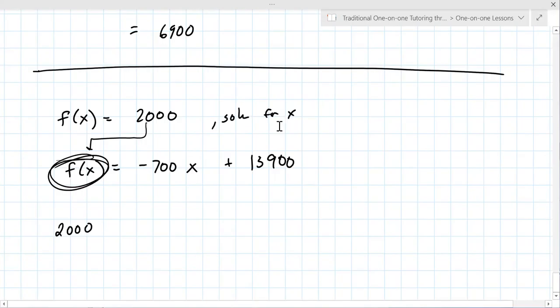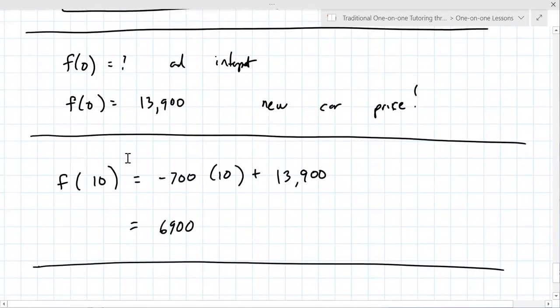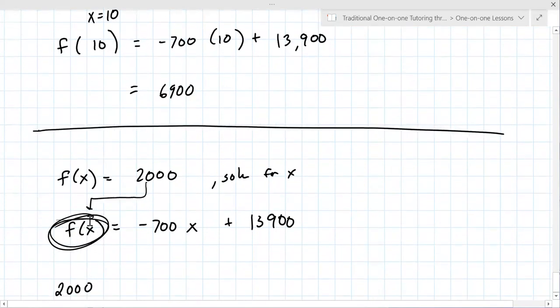Okay. So then, in the previous problems, I gave you x. I told you x was 0, and then I told you x was 10. Now I'm telling you the output. The output is 2,000. When is the car worth $2,000 is what I'm asking. So then you have to figure out what the x is.